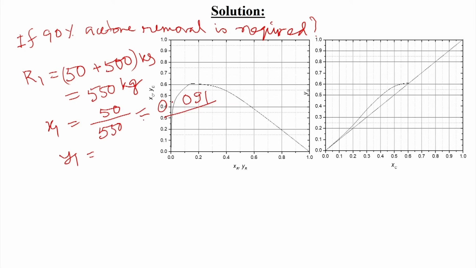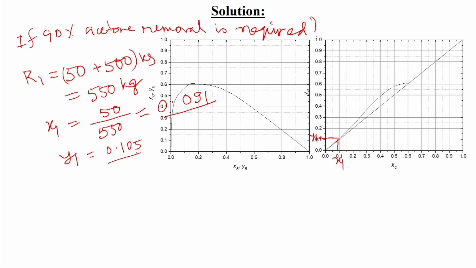And y1, from this figure, if we have x1 equal to 0.091, somewhere here it will be 0.091. If we come here like this, the corresponding y1 value from the equilibrium curve will be at this point, that is 0.105. So, we will be taking x1 like this, and y1 will be here, 0.105.